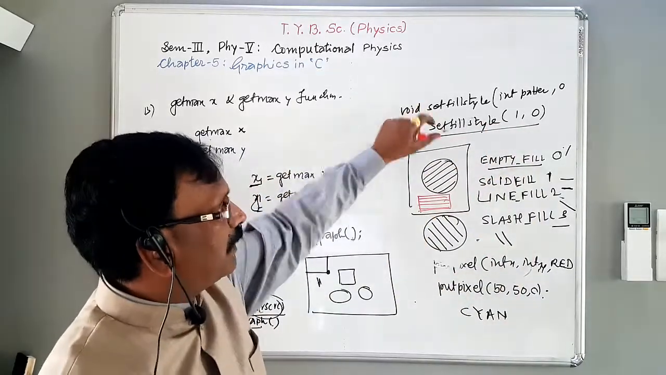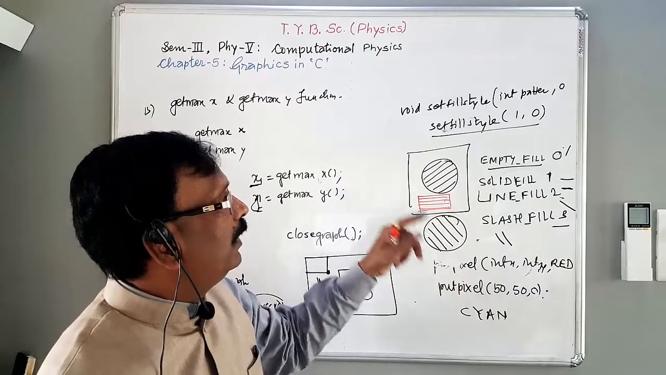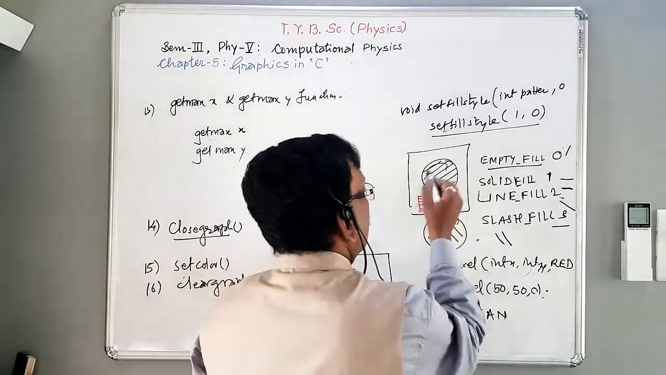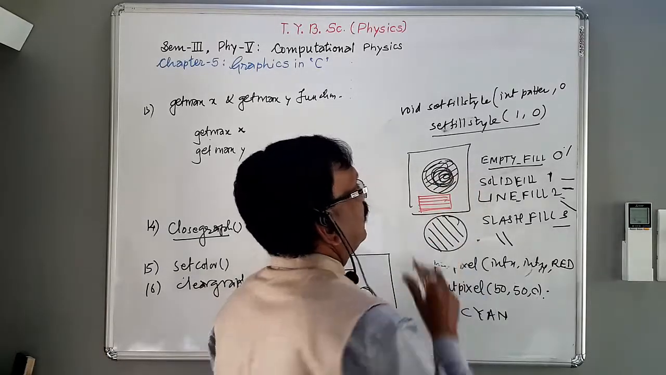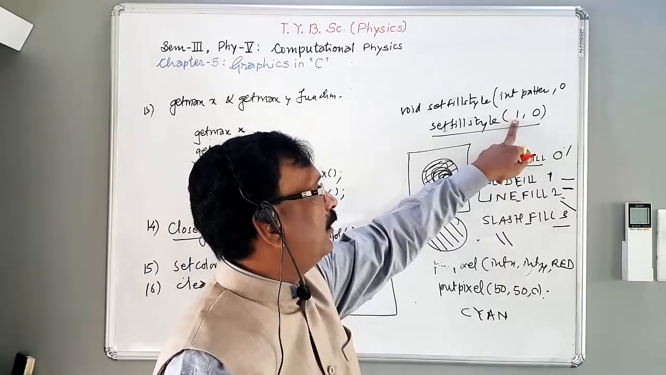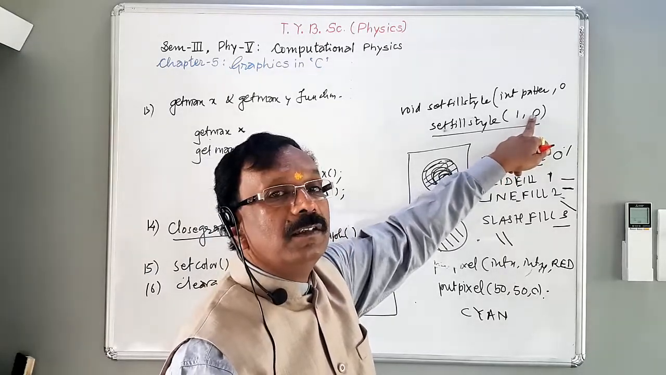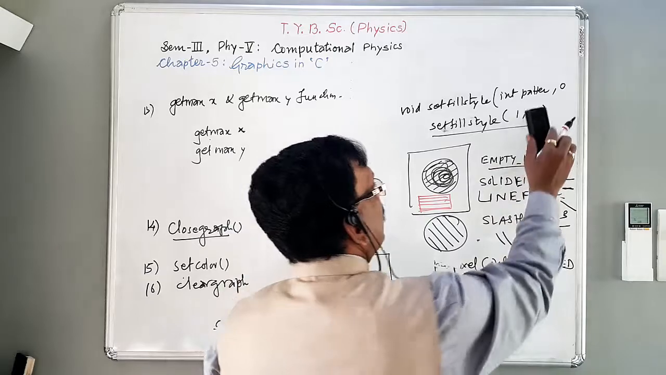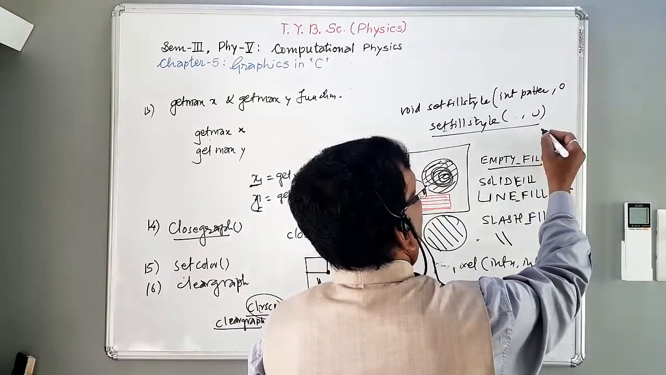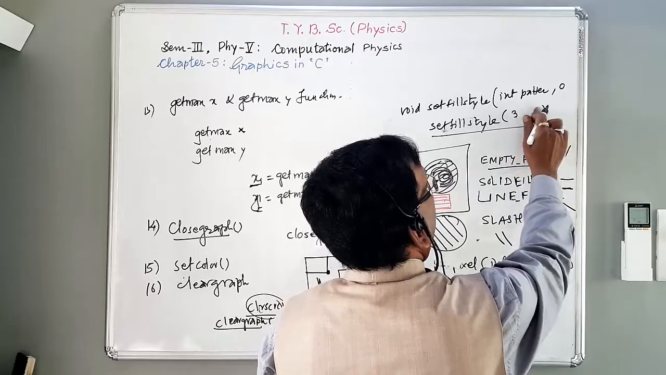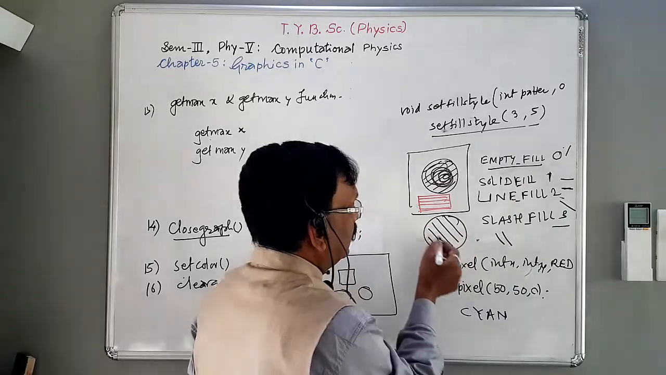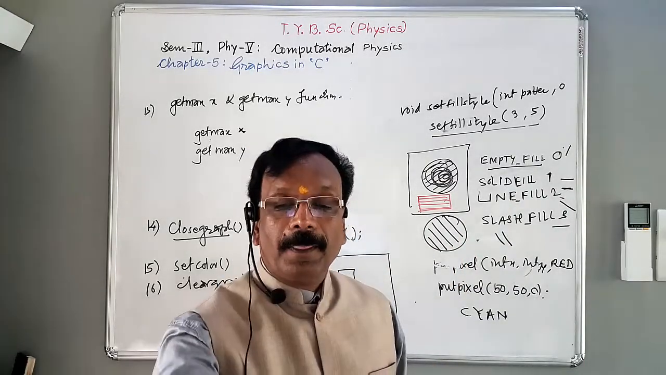If we give this command to the computer, obviously we will get the dark black circle, because pattern 1 represents solid and 0 represents black color. If instead we give 3, 3 and 5, we get the magenta line in the circle like this. Okay.